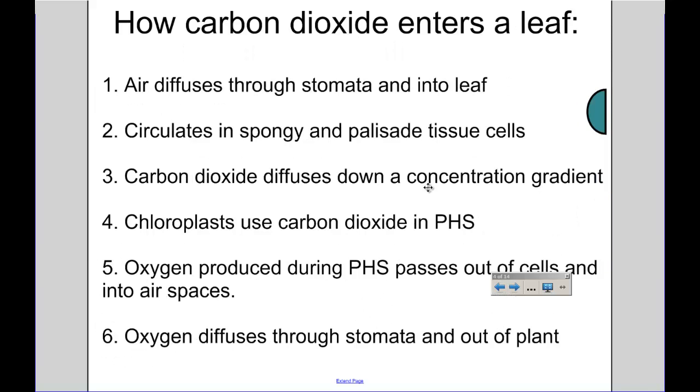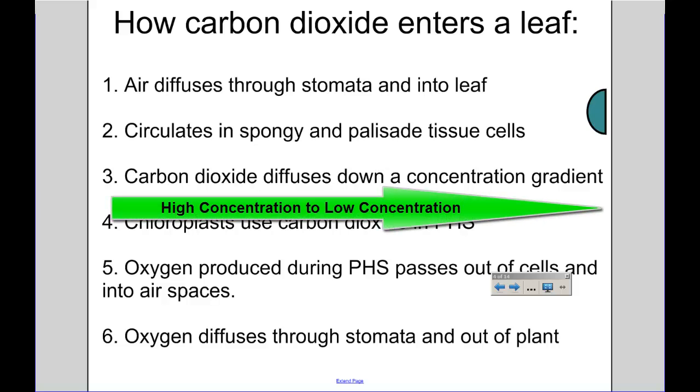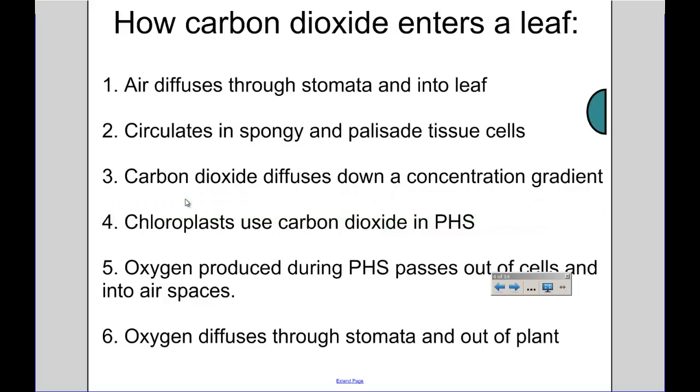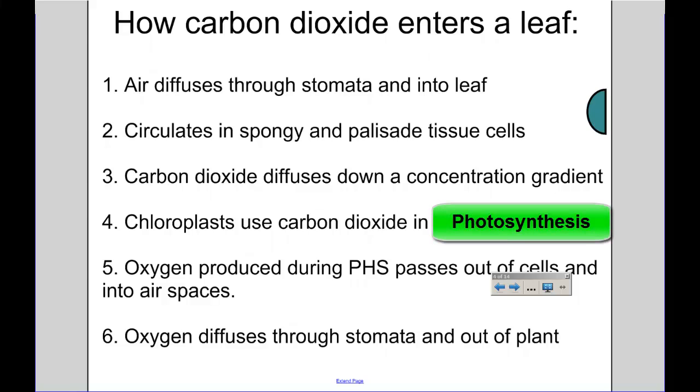How carbon dioxide enters a leaf. Air diffuses through the stomata and into the leaf. So it goes in through that hole, that pore we saw on the previous slide. So it circulates through those spongy and palisade tissue cells. The carbon dioxide diffuses down the concentration gradient, so it goes from high concentration to low concentration. Chloroplasts will use the carbon dioxide in photosynthesis.